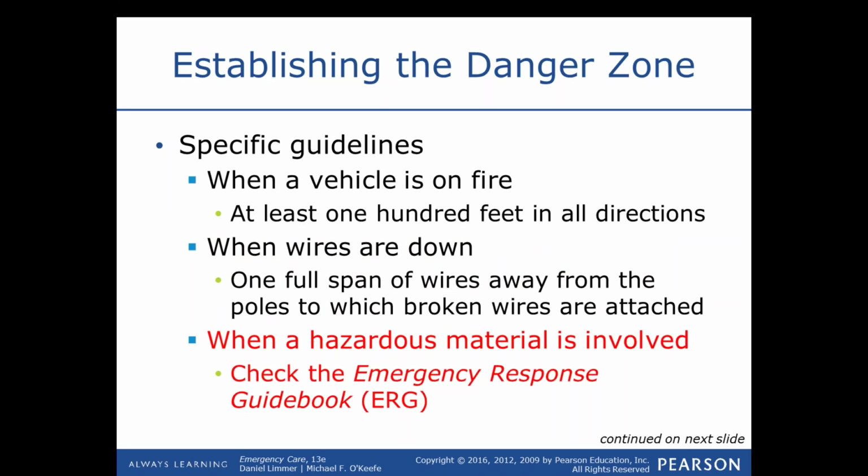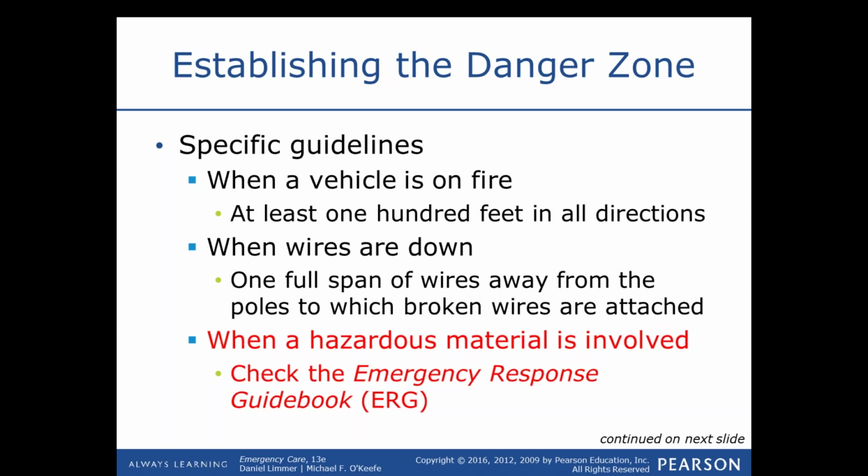If we have down power lines, we talked about those broken power poles or power outage related incidents, stay one full span of wires away from the poles to which those are broken and attached. We never attempt to deal with down power lines. That's something that's going to be utilized by a power company to safely remove those or turn power off to those power lines.